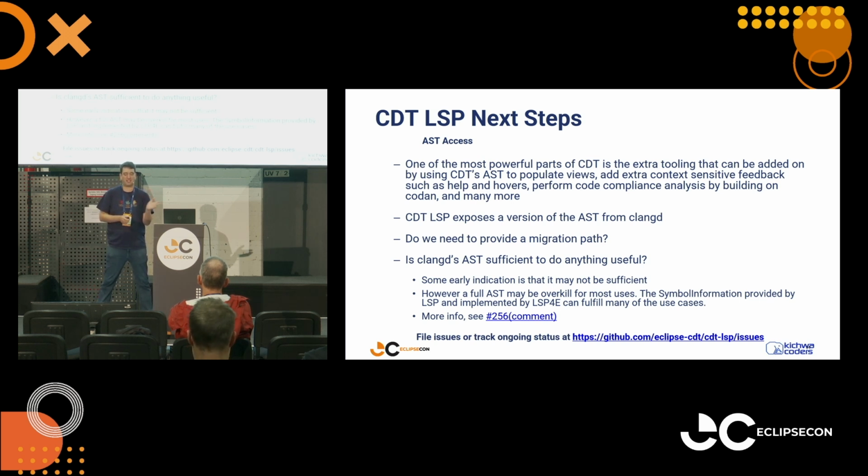And the first question is, is the AST that we get from clangd sufficient to even do that? Right now, the indication is it might not be sufficient. Some of the people who've tried it out already have found that it just really wasn't fit for the purposes that the CDT AST was. But the good news is that they also found that the symbol information that LSP provides actually covers the vast majority of the use cases that they really wanted. You know, when you break it down, it's like, well, yeah, having the full AST is nice, but symbol information from LSP can give you almost all the information you wanted anyway.